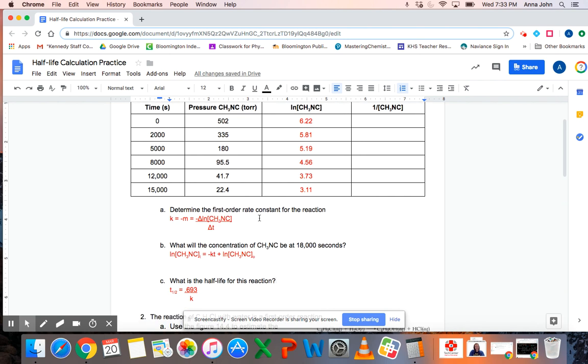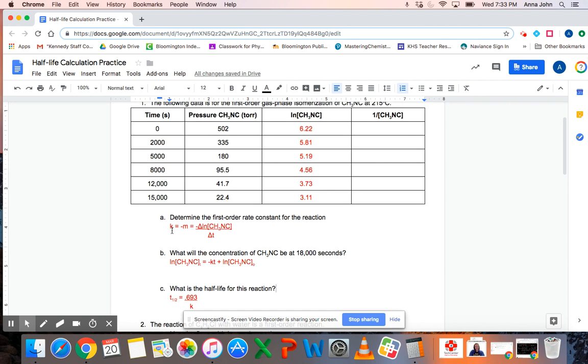Once I have that, I can determine the first order rate constant K, because I know that in a first order reaction, K is equal to negative M. And slope, M, is equal to the change in Y over the change in X. If we were to graph that, that would be the change in the natural log of concentration versus the change in time. So I'm just going to pick 2 spots on my chart, the beginning and the end, assuming that's a nice straight line that connects.